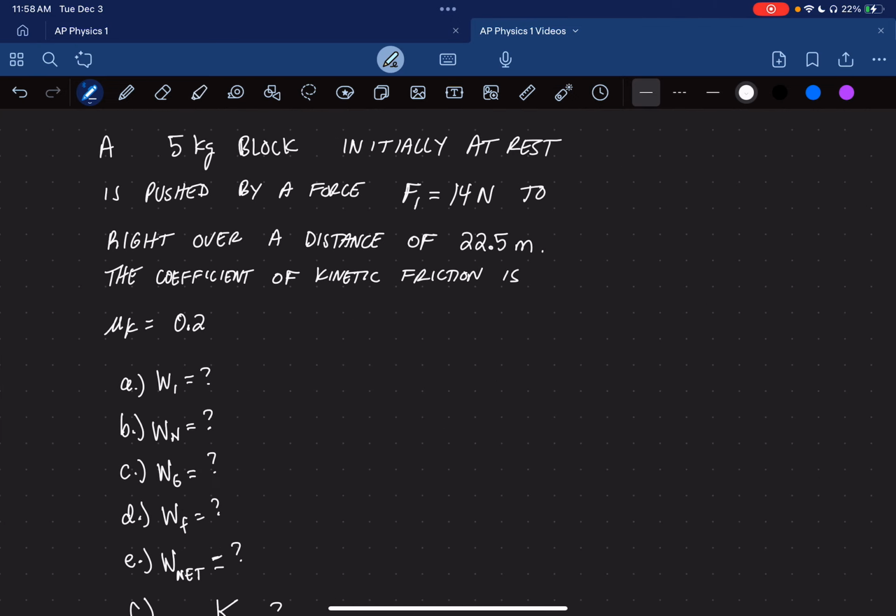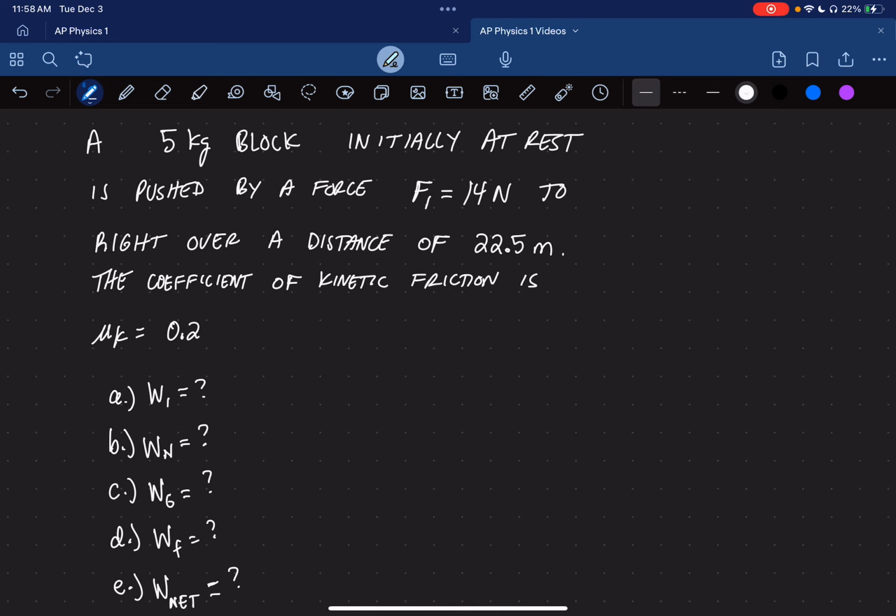And of course, the best thing to do here is to do an example. So we have a 5 kilogram block initially at rest, and it's pushed by a force F1 of 14 newtons to the right over a distance of 22.5 meters. And there is friction. The coefficient of kinetic friction, mu sub k, is 0.2.